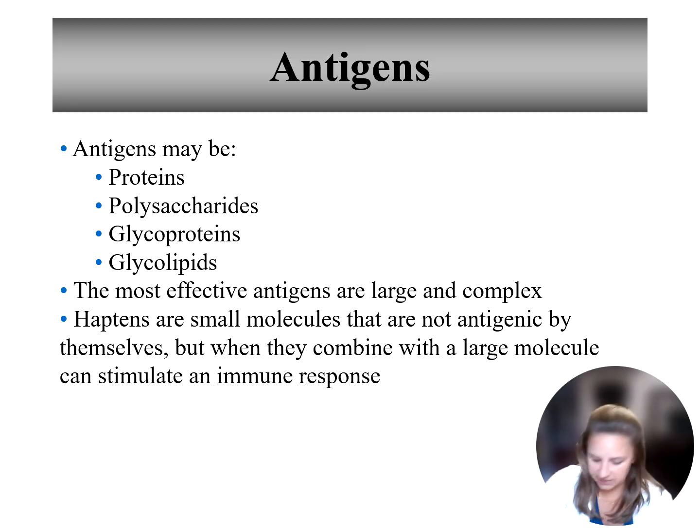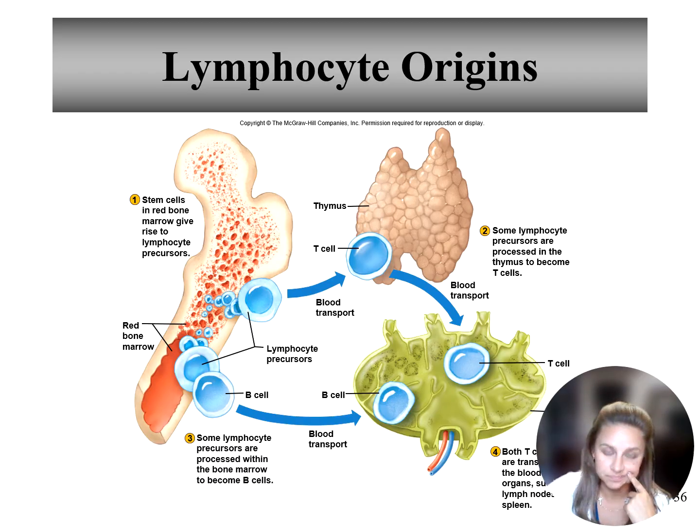So let's just define antigens. We've been talking about it for a little bit, but antigens can be proteins, polysaccharides, glycoproteins, or glycolipids. Usually it's just some sort of tag on the outside of the cell that our immune system will recognize as not self. So all of our own cells in our body have self particles on the outside. So our immune system knows these are cells that belong here. These are not a threat or disease-causing antigens. So pathogens are something that present an antigen.